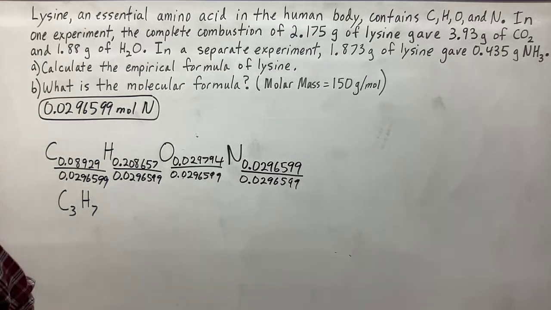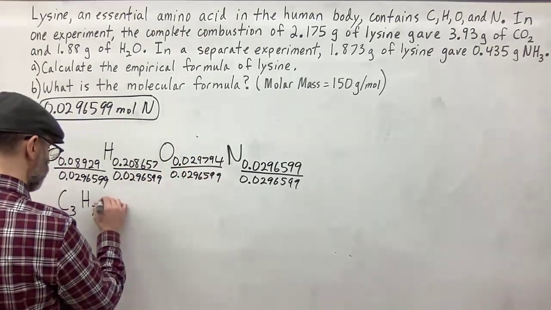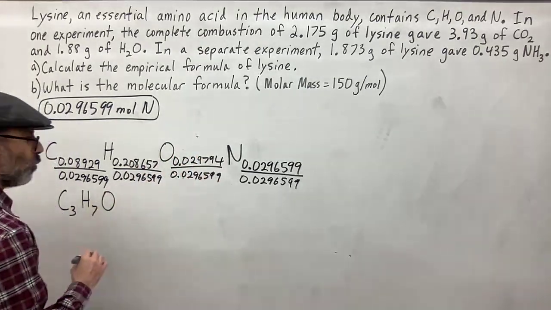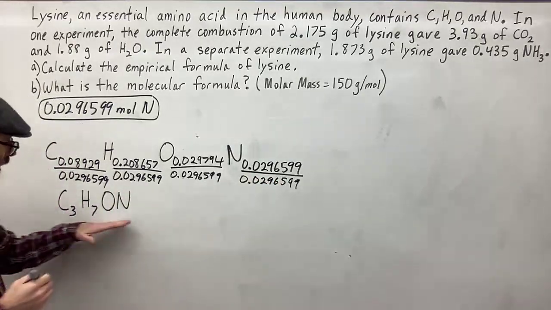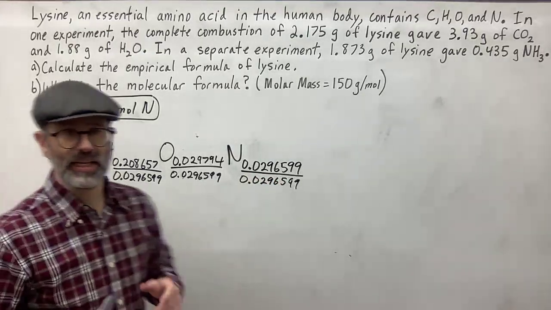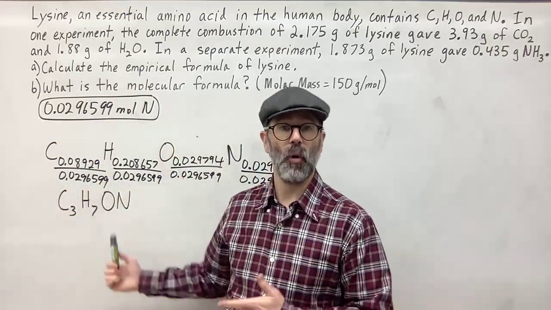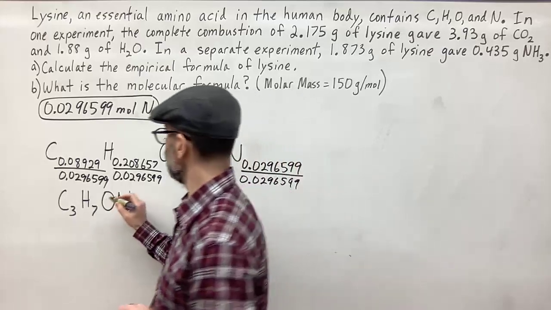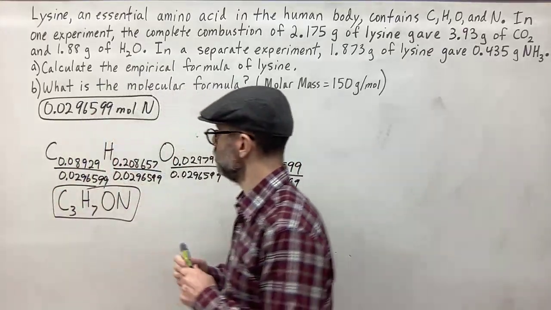And the other two are 1s. So this is a 1. This becomes a 1, like I said. That's really close to 1. So that's going to be a 1. And this is 1. So O-N. So then this, ladies and gentlemen, is the empirical formula for lysine. So that would be the answer to part A.